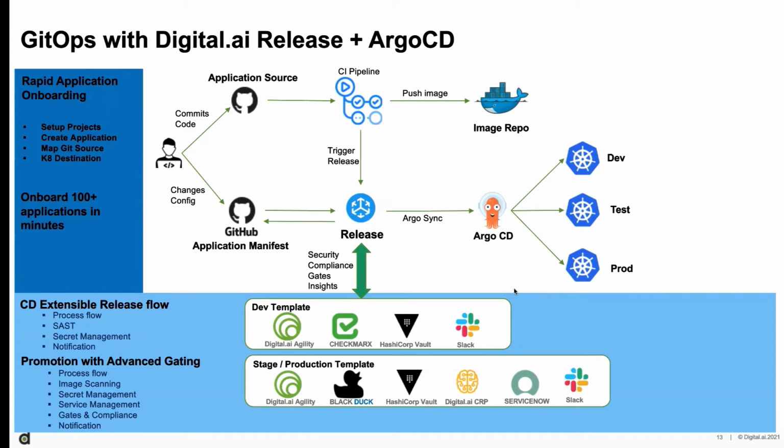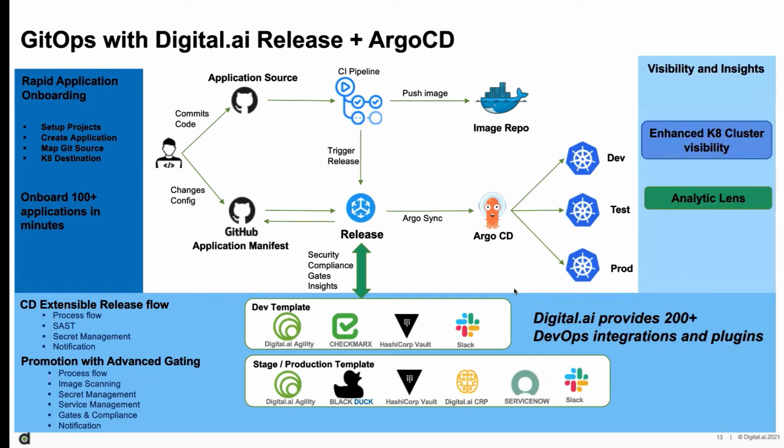Now, all of this is achieved with our 200 plus out-of-the-box integrations available on Marketplace. And finally, on the visibility front, Release provides a fully customizable dashboard where you can compare multiple Kubernetes clusters hosted across cloud providers and monitor applications and environments in a single view. And at the same time, with our analytic lenses, it provides key metrics across your end-to-end release process to improve efficiency, performance, and reliability of your software deployments to production.